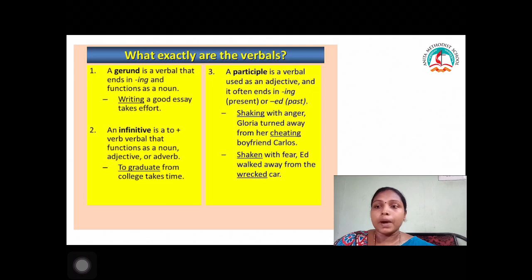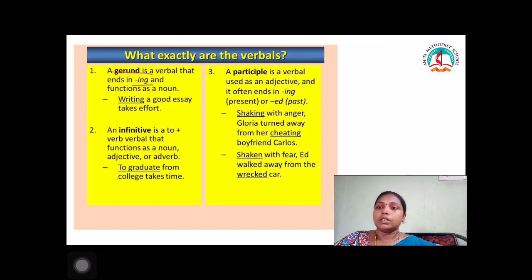And participle. Participle is a verbal used as an adjective and it often ends in ing. There are two participles: present and past participle. Can we see the example? Shaking with anger, Gloria turned away from her cheating boyfriend. Shaken with fear, he walked away from the wrecked car. Here, the underlined words in the first sentence, shaking and cheating, are present participles. Shaken and wrecked are past participles.